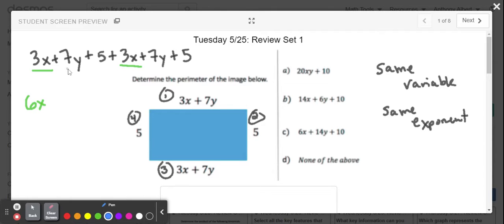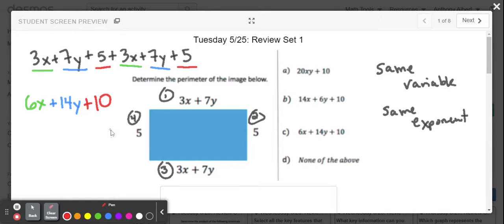On to the next one. I have 7y. I look for any other y's. There's another one, 7y. They're both positive, so I add them together. 7y plus 7y makes positive 14y. Finish it up. I have a 5. That's just a number with no variables attached. There's another 5 here, so just another number with no variables attached. I add those together. 5 plus 5 makes positive 10.